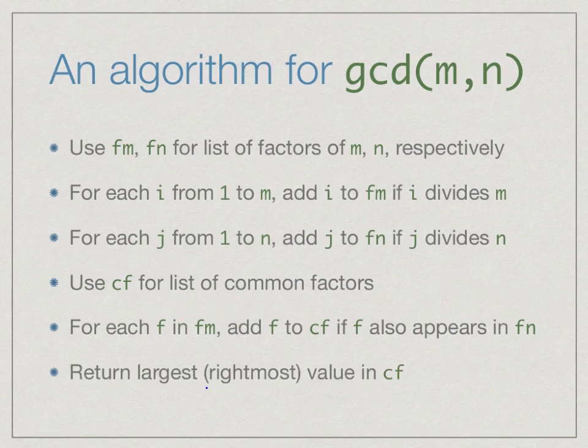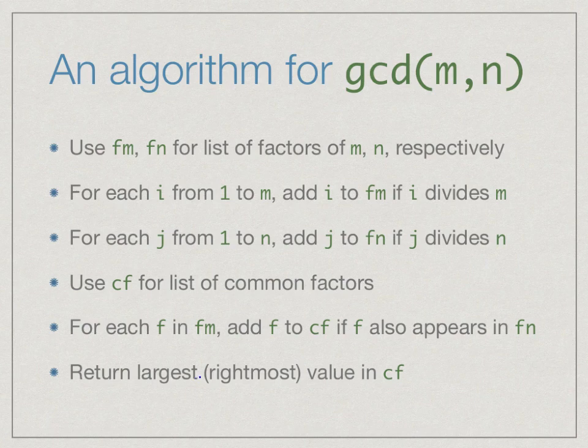Having done this, now we want to return the largest value in this list of common factors. Remember that 1 will always be a common factor, so the list cf will not be empty. So there will be at least one value. But since we add them in ascending order, since the lists Fm and Fn were constructed from 1 to m and 1 to n, the largest value will also be the rightmost value.